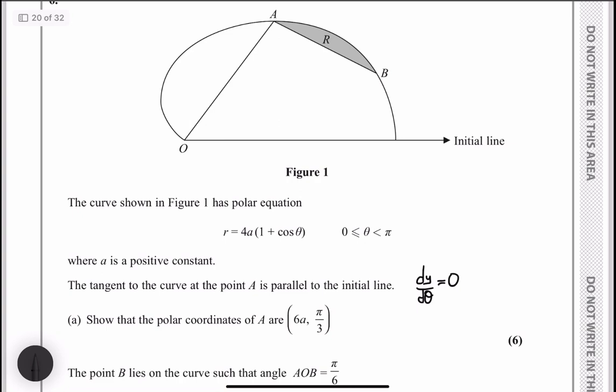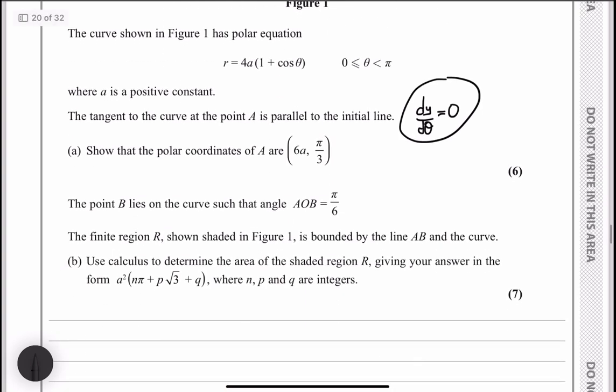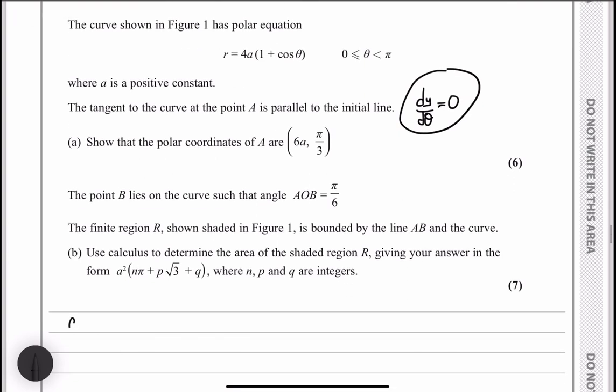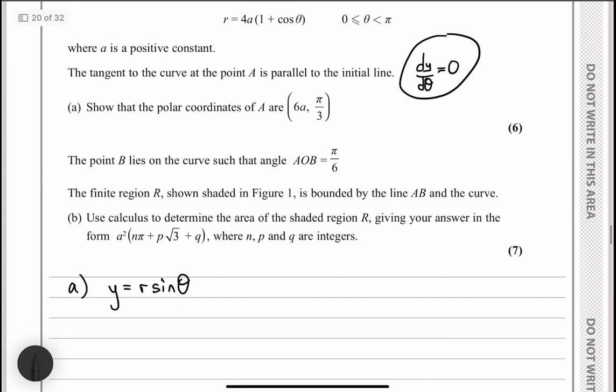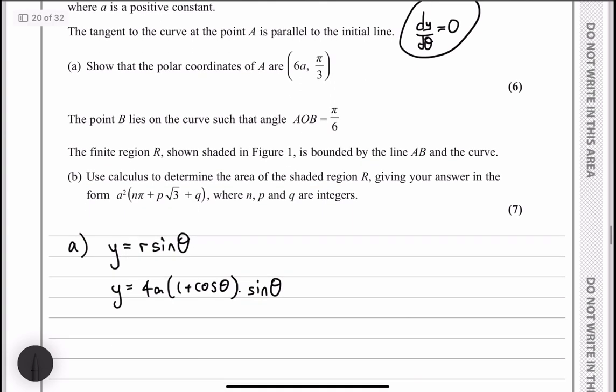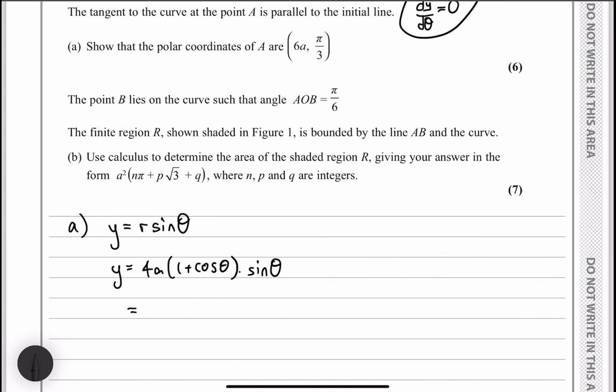Part A, show that the polar coordinates of A are this. So this is exactly what we're going to do. And y is equal to r sine theta as a general statement for polar coordinates. In this particular case, we know that r is 4a(1 plus cos theta), given in the question, times sine theta. And then we're going to need to differentiate this, so I will just expand this out. We've got 4a sine theta plus 4a sine theta cos theta.